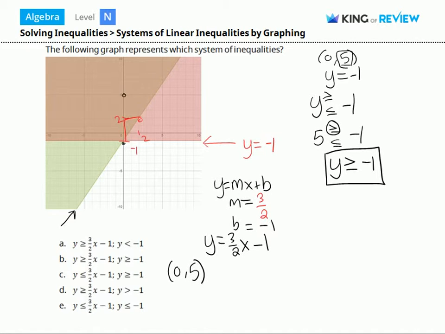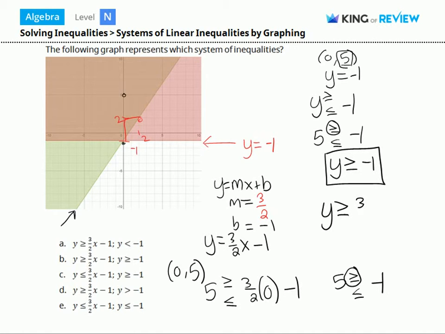When we plug in these values, we get 5 is either greater than or equal to or less than or equal to 3/2 times 0 minus 1. This works out to 5 is either greater than or equal to or less than or equal to -1. Well, 5 is greater than or equal to -1. Therefore, we'll use the greater than or equal to sign. So we have y is greater than or equal to 3/2 times x minus 1. And that's the second inequality in our system.